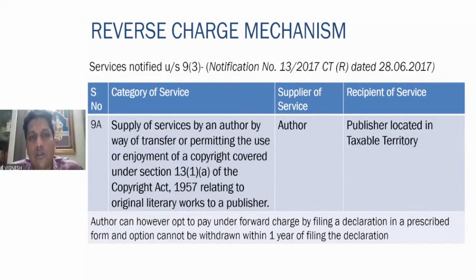However, the author has also been given an option to pay under forward charge by filing a declaration in the prescribed form. But once he files the declaration, within 1 year he cannot withdraw it. He has to at least use it for 1 year. So in case of an author, it is to a publisher, pay on the reverse charge, but the option is also given to the author.